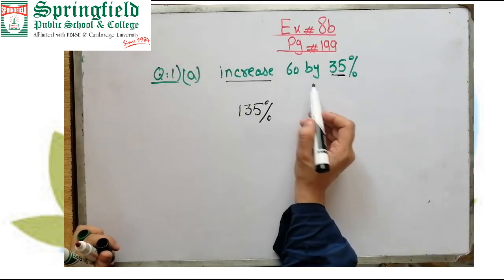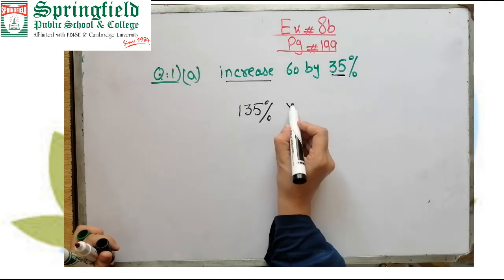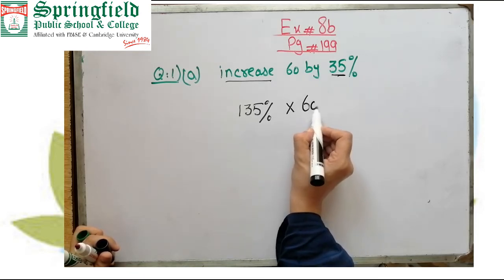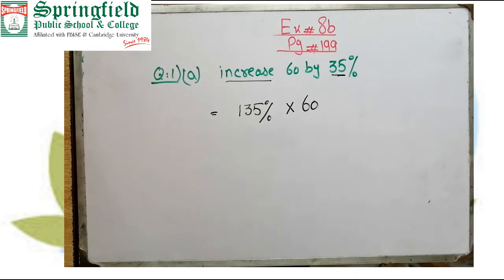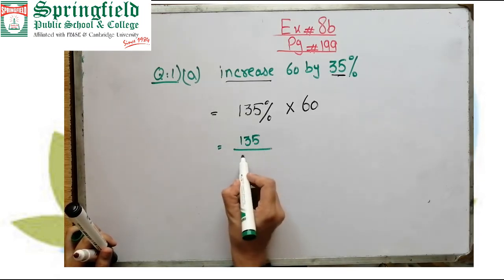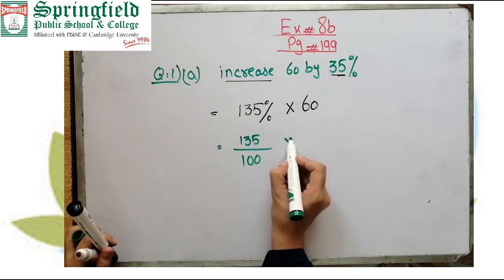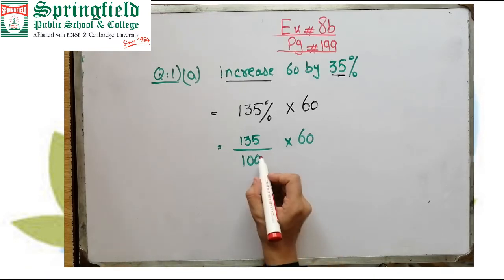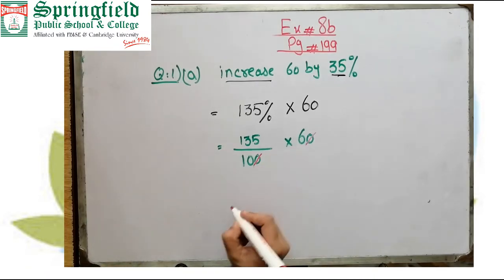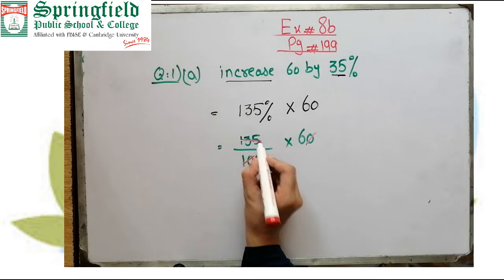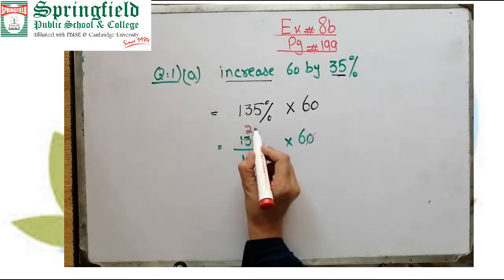And then by and of have the same meaning. As we know that of means multiply, so by also means multiply, with 60 as the number. Understood beta? Okay, now 135. Remove the percentage sign. Write down 100 in the denominator. Then multiply with 60. And then 0 cuts with 0. We can use the table of 5 here. 5 2s are 10, 5 2s are 10 and 5 7s are 35.